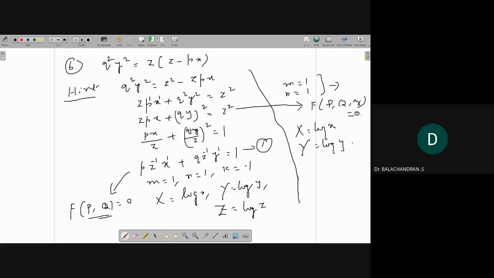Tomorrow in the first hour I will take 10 more minutes for this type, and then I will go to Lagrange's linear equations.